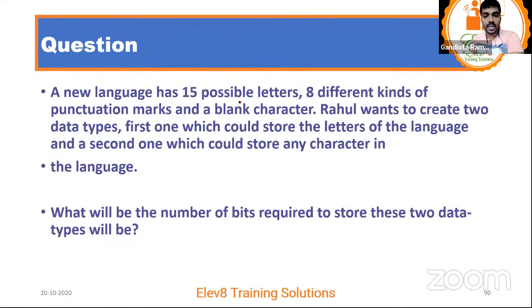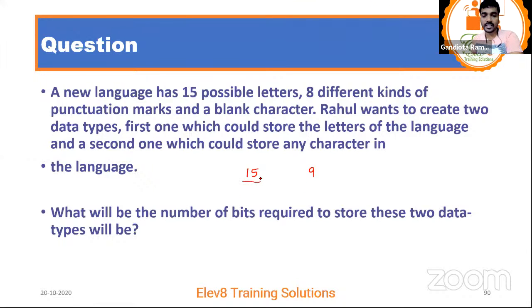See ma, 15 possible letters, right? 15 possible letters, 8 different kinds of punctuations and one blank character, so total 9 characters. First one could store the letters of the language ma. So letters మాత్రమే స్టోర్ చేయడానికి how many bits required ma?